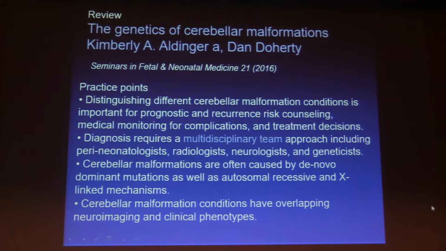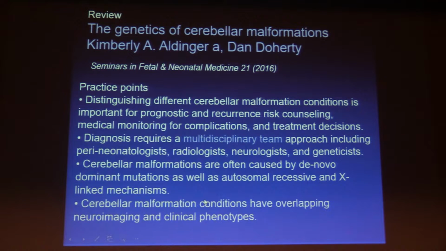And the practical points are that we should try to distinguish the different cerebellar malformation conditions, which is important for prognosis and recurrence, and it's very important to work together as a multidisciplinary team. We really need the radiologist, the neurologist, the geneticist, and it's very important to understand. I'm barely following the names of the different mutations. Each mutation has a protein, and then they're calling it by different names. It's very complicated.